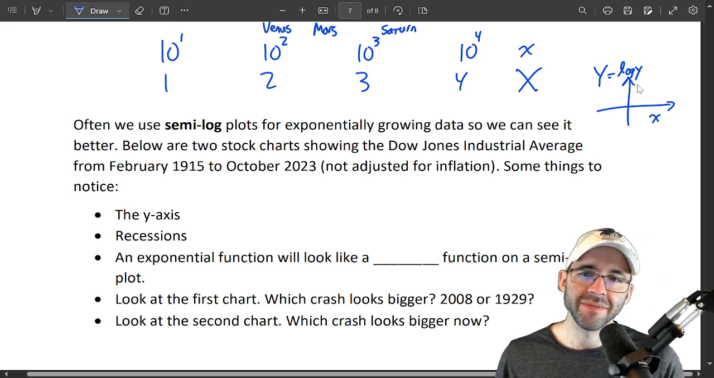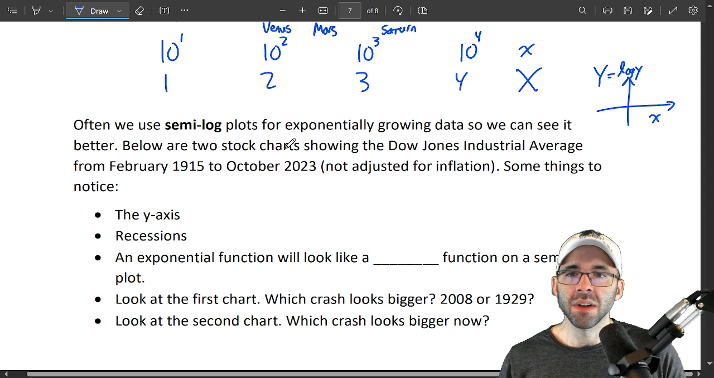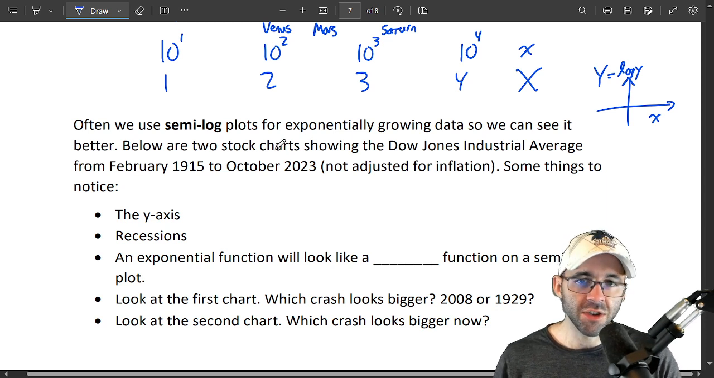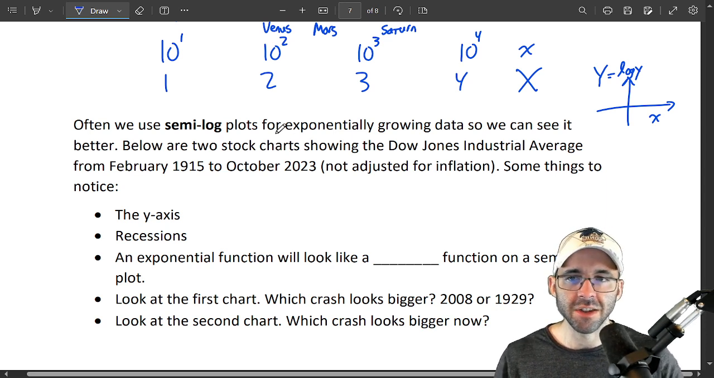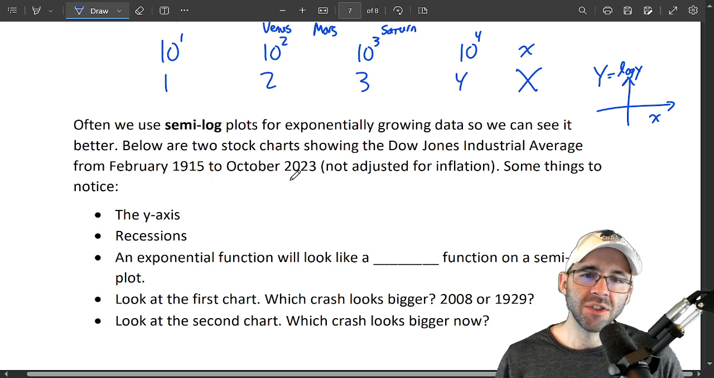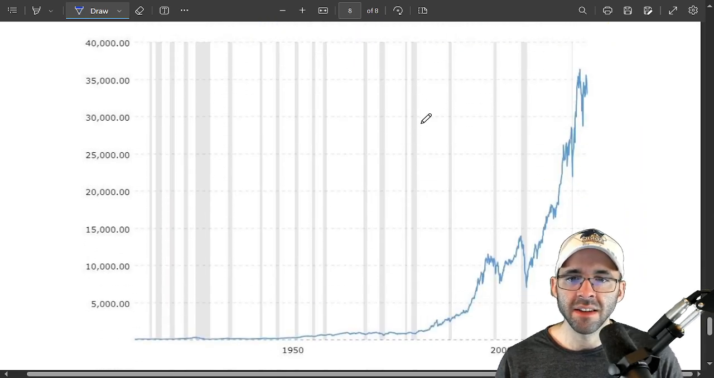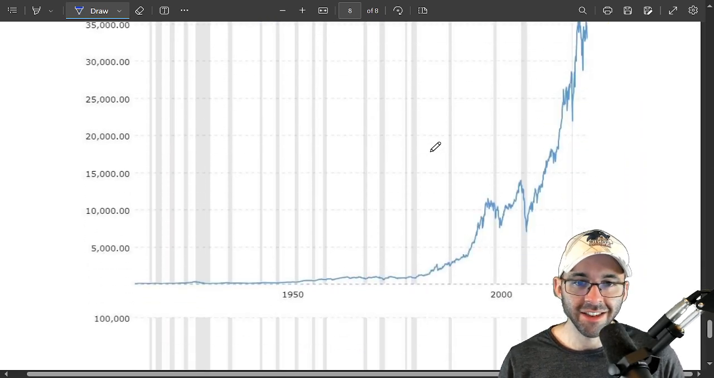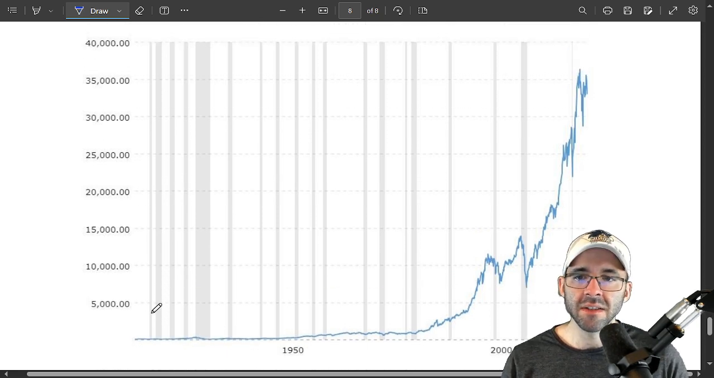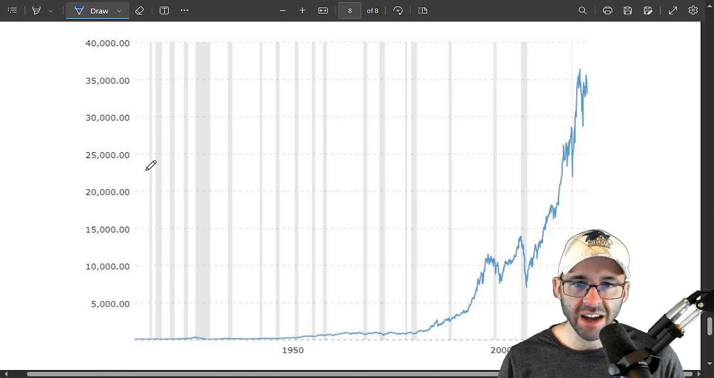A full log plot, or a log-log plot, yeah, it's called a log-log plot, would be logarithms on both X's and Y's. So anyway, below are two stock charts showing the Dow Jones Industrial Average from 1915 to 2023. We don't adjust for inflation here. And we're going to look at a few things here. Again, here's the linear model. It's linear because, again, we have the year on the bottom, and on the top, it's just the DJIA, growing linearly, right? Add 5,000, add 5,000, add 5,000.